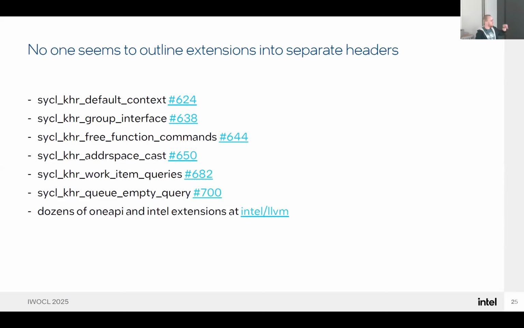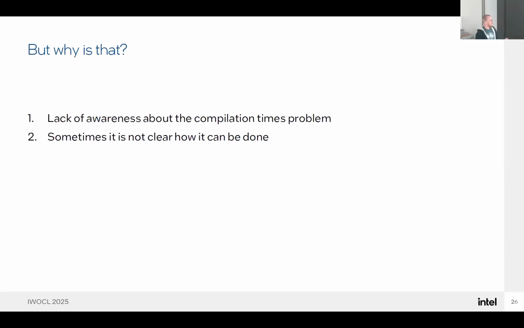I was looking at many KHR proposals a couple of weeks ago. I don't think that any of them actually uses this functionality. And we have dozens, literally dozens of extensions, from oneAPI, Intel, and our Intel LLVM repo. No one does it as well. So everything is being put into sycl.hpp and everyone pays for everything, which is not exactly good. There are a couple of reasons why this could be the case. I guess in general, people have not been considering compile time as an issue, maybe not thinking about that, not being aware.